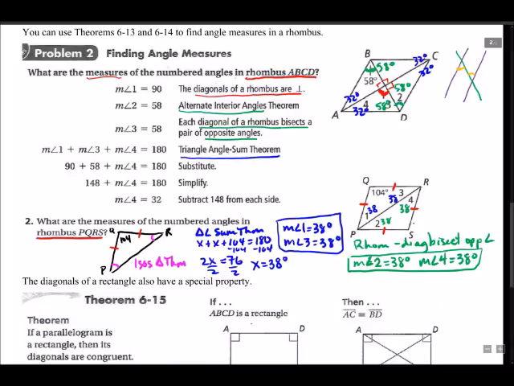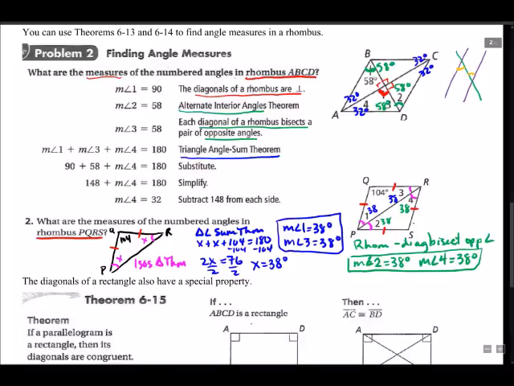So we just call this x and that x, right? They're the same. And so if I know angle 1 is 38 degrees, and I know angle 3 is 38 degrees, what else do I know about a rhombus? I know in a rhombus that the diagonal bisects the opposite angles. So if angle 1 is 38 degrees, I know that angle 1 and angle 2 are congruent. So I can just say angle 2 is 38 degrees. If I know angle 3 is 38 degrees, I know angle 4 is 38 degrees.